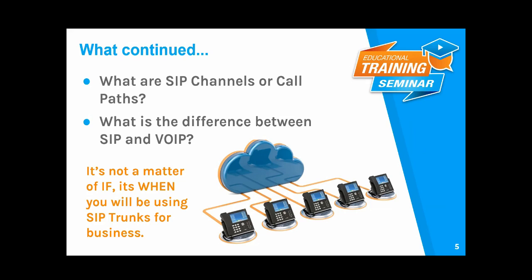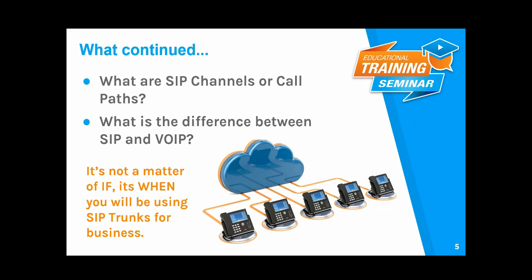So let's talk about SIP channels. What are SIP channels? Well, each SIP trunk supports SIP channels. A SIP channel is equivalent to one incoming or outgoing call. A SIP trunk can hold an unlimited number of SIP channels. So users only need one SIP trunk, no matter how many concurrent calls they expect. The number of channels required really depends on how many calls your business will make at any given time.